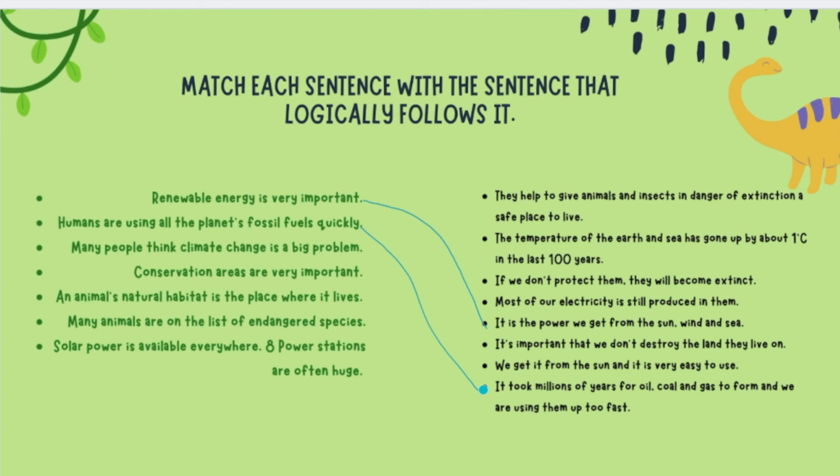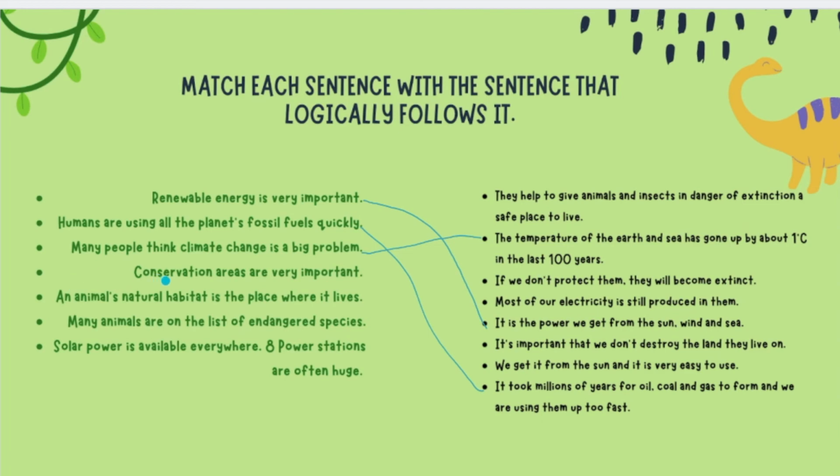Okay, so let us move to the third sentence. Many people think climate change is a big problem. I do think so. The hint here is climate change. So the answer would be the temperature of the earth and sea has gone up about 1 degree Celsius in the last 100 years. That is huge. It's a big gap, because it has already increased by 1 degree Celsius in the last 100 years. Okay, let us move to the next part.